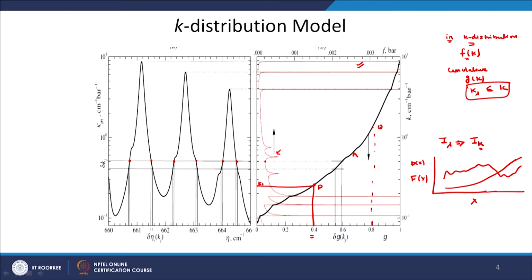At point q, 80% of the spectrum has absorption coefficient less than this value k2. So, this is how we have mapped the spectrum from an erratically varying spectrum to a smoothly varying cumulative k distribution function, and we will solve the radiative transfer equation on this curve. So, this curve we will solve the RTE on.